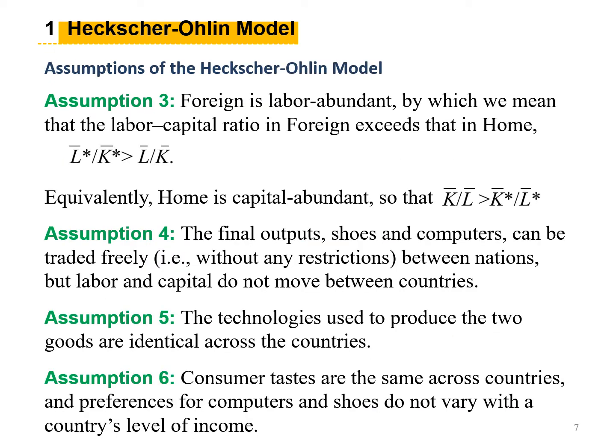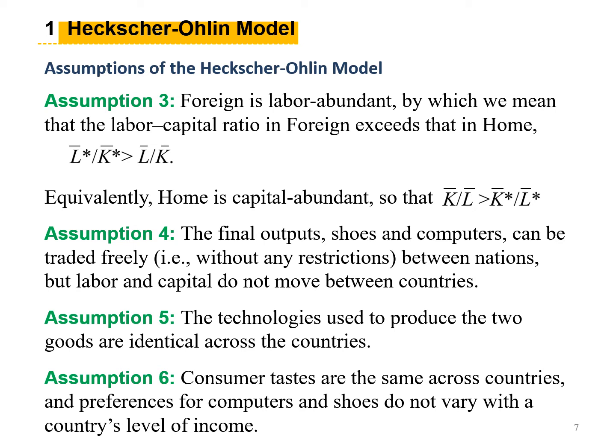Assumption three: the foreign country is labor abundant, by which we mean that the labor-capital ratio in the foreign country exceeds that in the home country, as shown there. And the home country is capital abundant, as shown there. Assumption 4 says that goods, shoes and computers, can be traded freely between the countries, but resources are stuck in their home country.